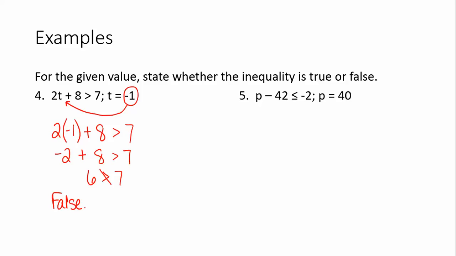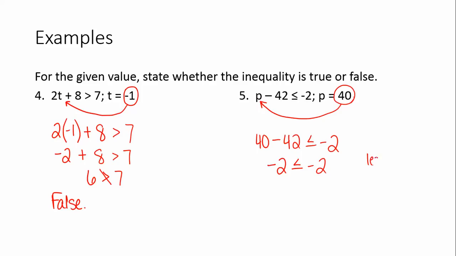For number 5, very similar, we have p equals 40, so we're going to plug the 40 in for p and then solve. So 40 minus 42, is that less than or equal to -2? That's what we're asking ourselves. So 40 minus 42 is -2. Is -2 less than or equal to -2? Well, here's where you have to really pay attention to this symbol. That symbol says less than or equal to. Well, -2 is not less than -2, but it is equal to -2, and that's an option.